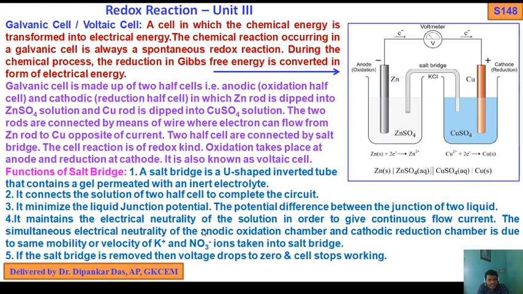It maintains the electrical neutrality of the solutions in order to give continuous flow of current. Thus, the simultaneous electrical neutrality of the anodic oxidation chamber and cathodic reduction chamber is due to the same mobility or velocity of potassium plus and NO3 minus ions taken into the salt bridge. If the salt bridge is removed, then voltage drops to 0 and the cell stops working. Okay, so next, move on.